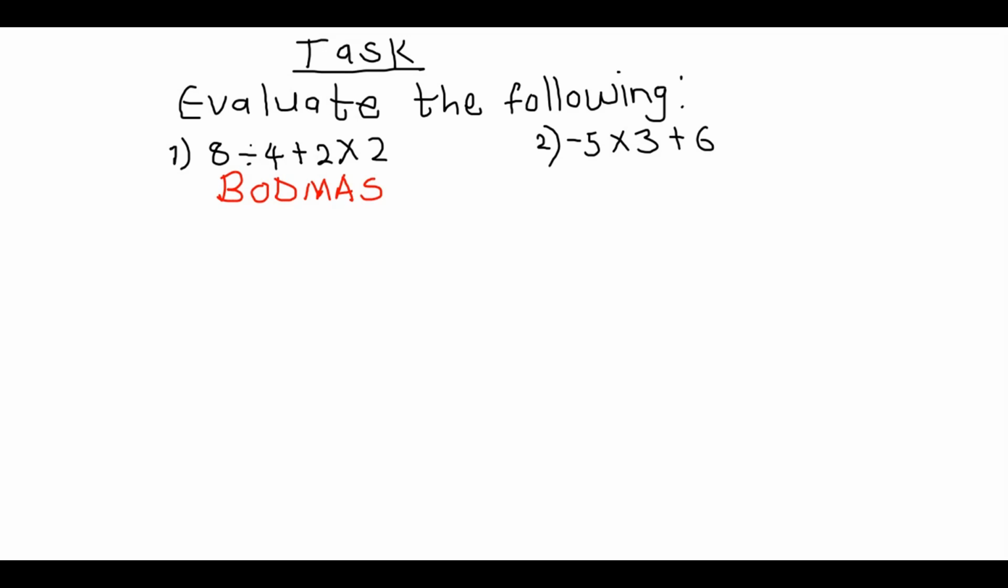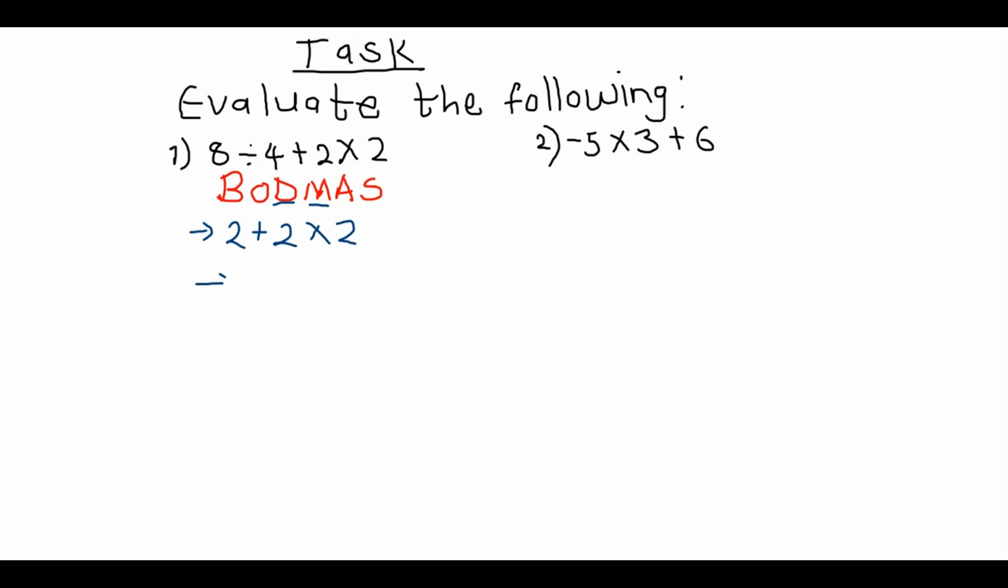We don't have brackets, but we have division here, so we divide first. 80 divided by 4 gives us 2, and then plus 2 times 2. That is division done. Do we have multiplication? Yes, so we multiply these two numbers.